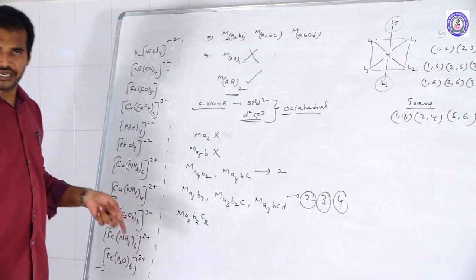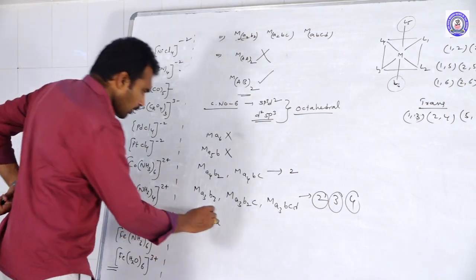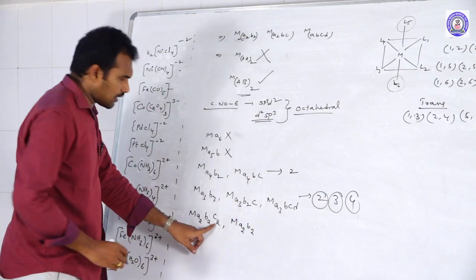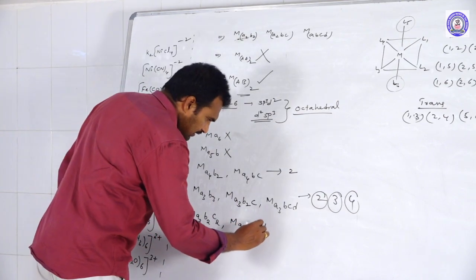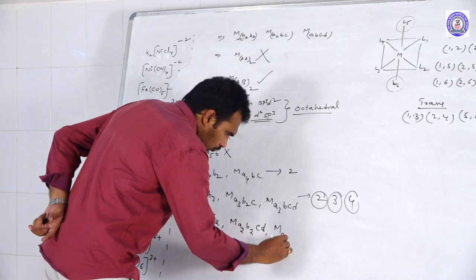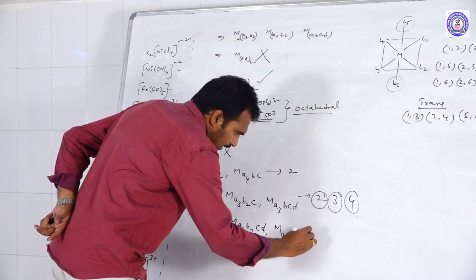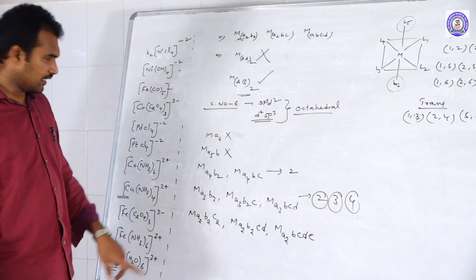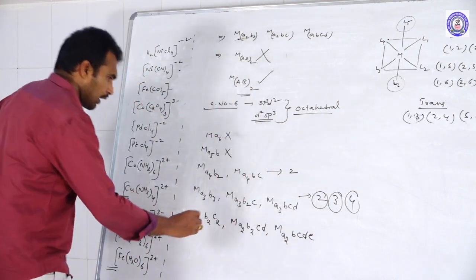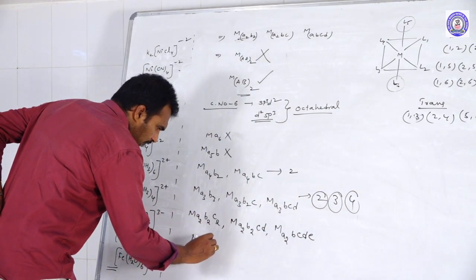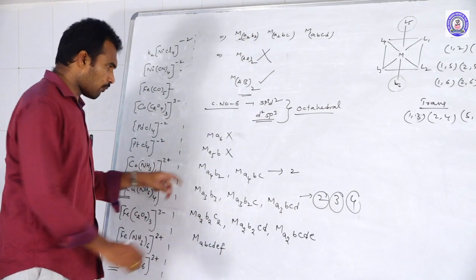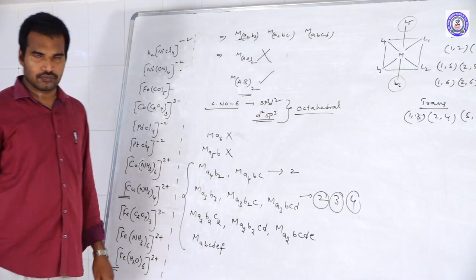MA2B2C2. Next one, MA2B2CD, where the last C2 will be different, that is C and D. Next, MA2BCDE. And MA2BCD. And finally, all 6 ligands are different: A, B, C, D, E, F. So these are the complexes which show geometrical isomers.